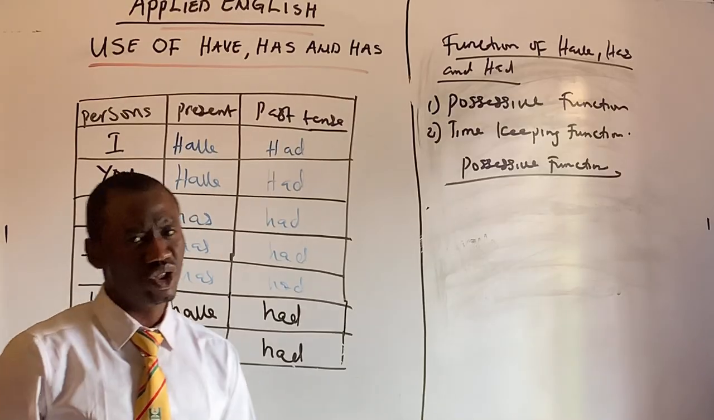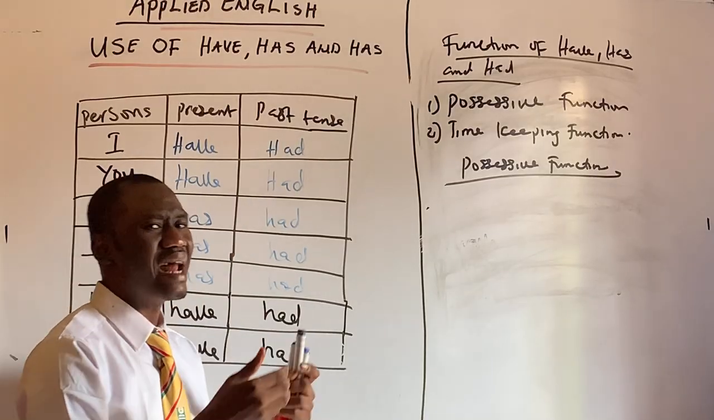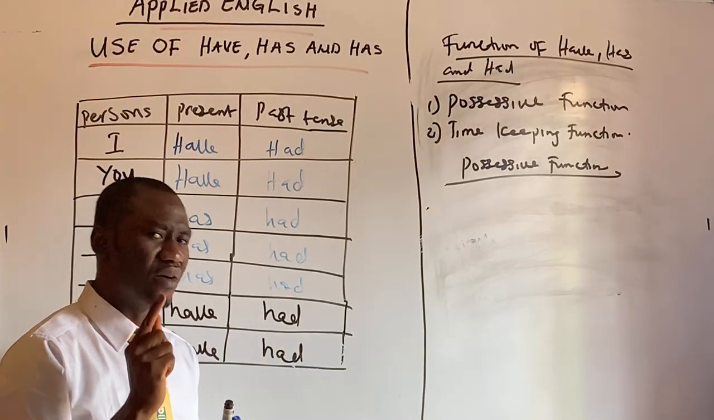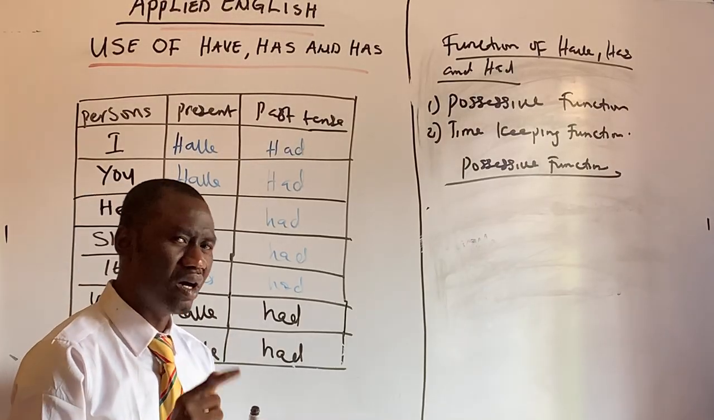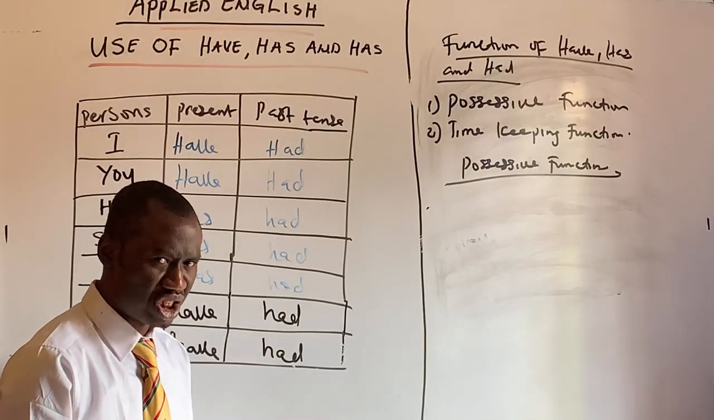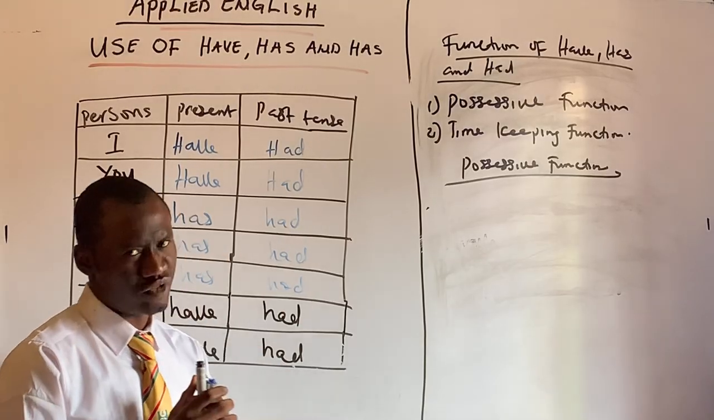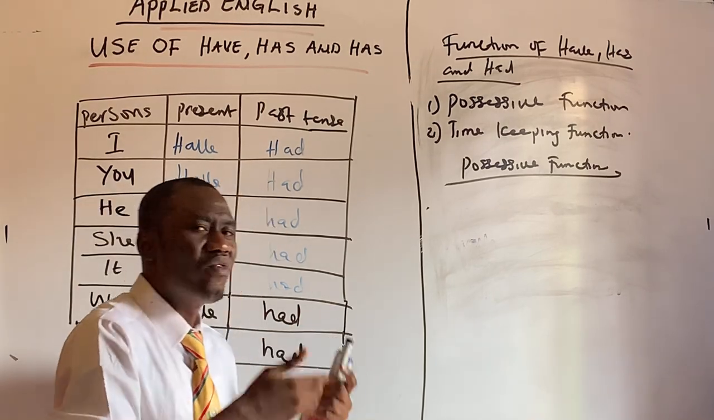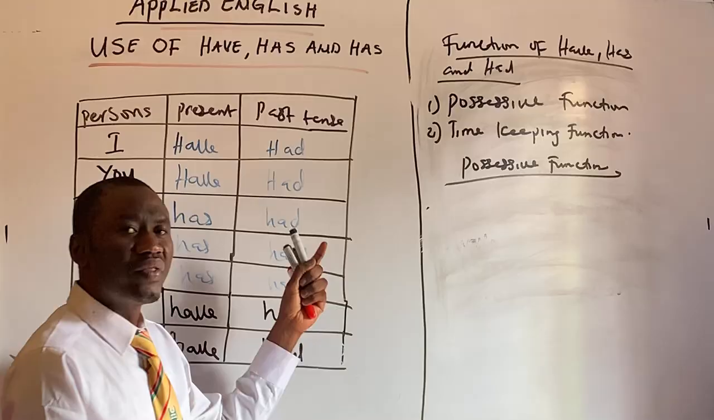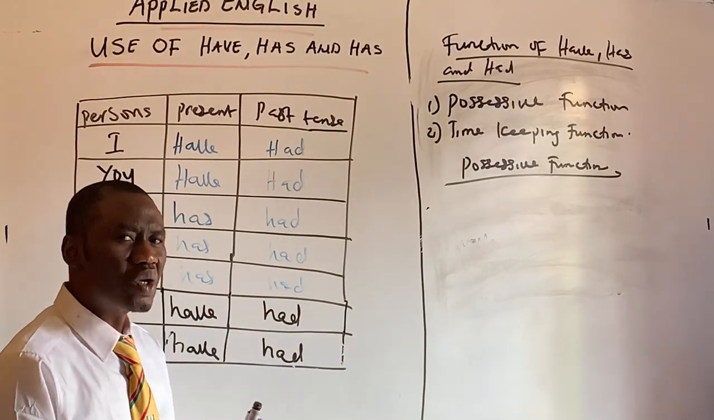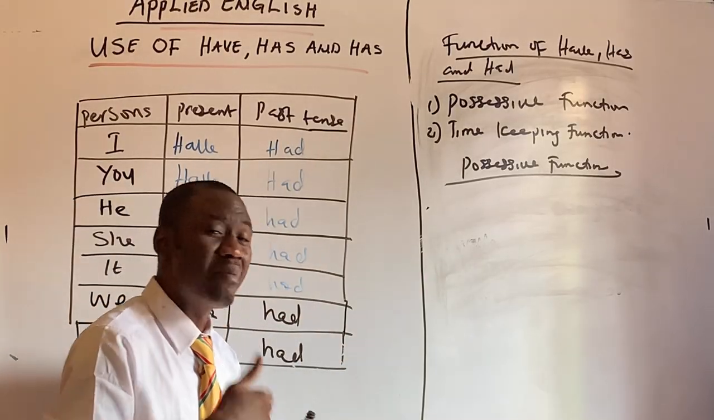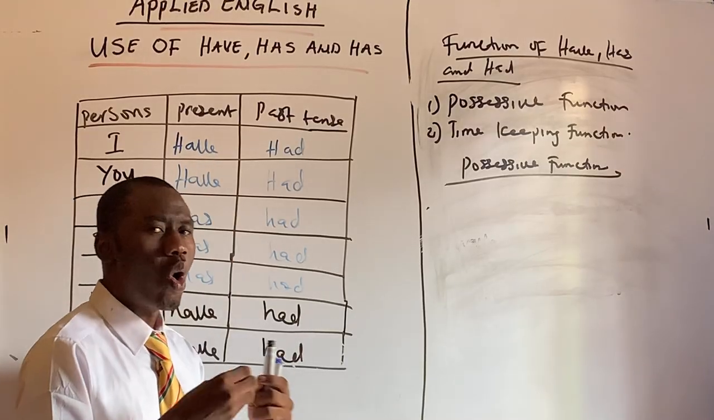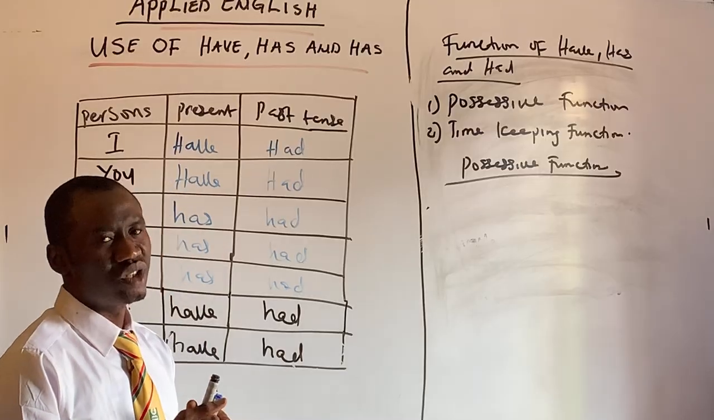In possessive function, have, has, and had function as a main verb. They function as a main verb to illustrate ownership or containment of something. Let me take that again. For the possessive function of have, has, and had, the three of those function as a main verb to express ownership or containment of something.